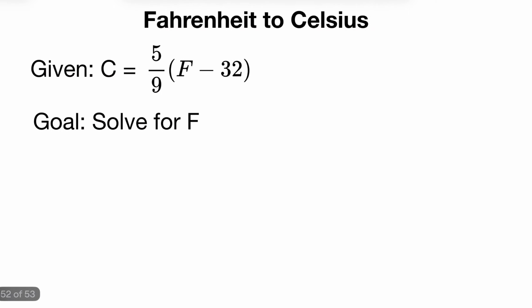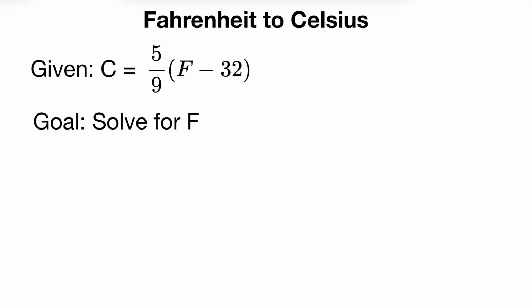So we have Fahrenheit to Celsius. So first of all, we're going to undo the fraction. So we have this fraction of 5/9. We'll undo it by multiplying both sides by its reciprocal, 9/5. Then we can undo subtraction by adding 32. So let's go ahead and rewrite the equation.